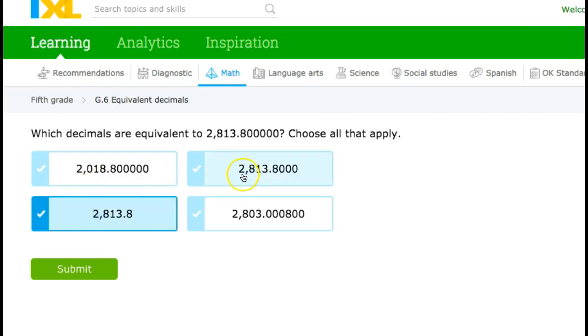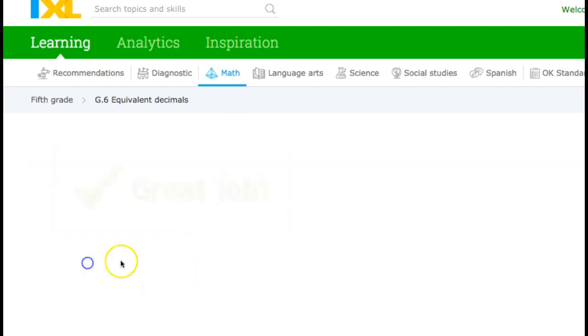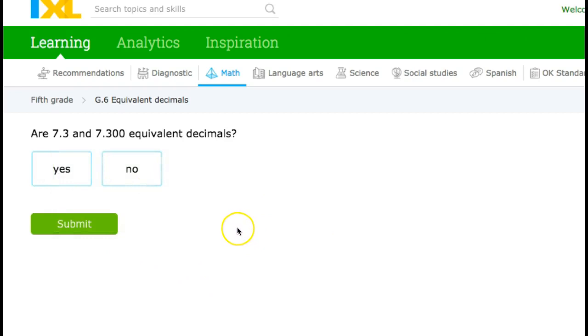What about this one? 2,813 and the 8. Again, 3 zeros here, a lot more there. I can add the zeros. It's not going to change the value. What's wrong with this one? This one's missing something. Couple things. One, I don't even have to look to the right of the decimal. I'll just look here. This is missing a 10. This one has 1 10. This has 0 10, so that can't be it. So I'm going to submit those two answers right there.